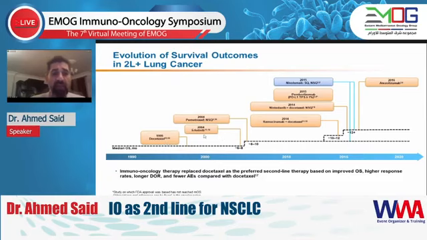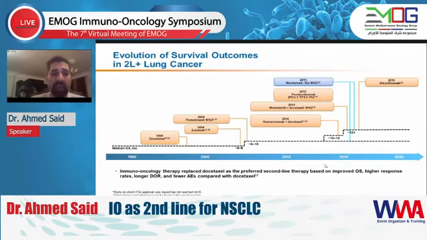So the evolution of survival outcome in the second line setting came, as we can see here, from docetaxel in 1992, with the introduction also of erlotinib and pemetrexed in 2004. Then came ramucirumab with docetaxel, nintedanib with docetaxel for non-squamous, then pembrolizumab in 2015, and the first immunotherapy was approved in 2015, nivolumab in squamous and non-squamous non-small cell lung cancer in the second line setting, to be followed by atezolizumab and also pembrolizumab in the same year as nivo.